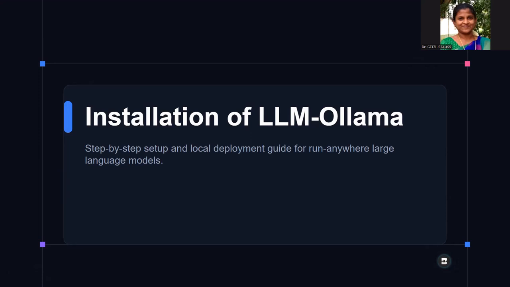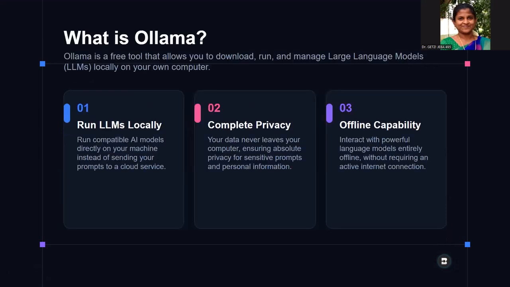So you can install it, and now this Ollama will help you to pull a transformer model and build the application that you want. We'll see more about it. Ollama is a free tool that allows you to download, run, and manage a large language model. This large language model does not run in the cloud, but runs on a local machine. Because of that, there is complete privacy for the data that you are using. And there is also an offline capability. You need not be connected to the internet.